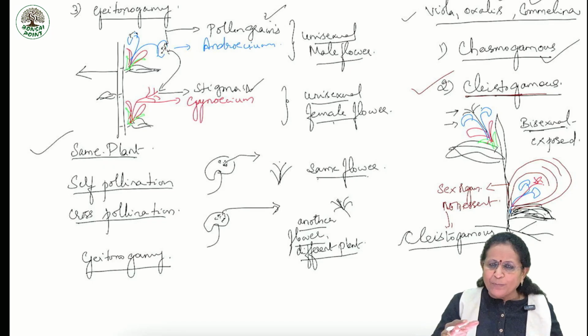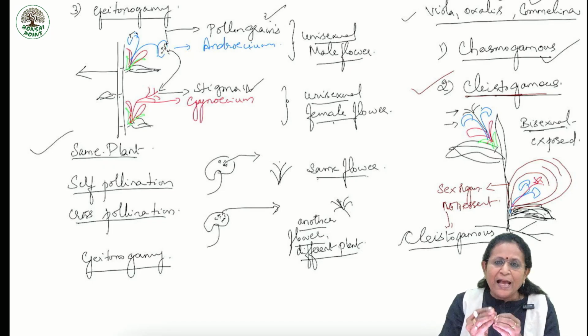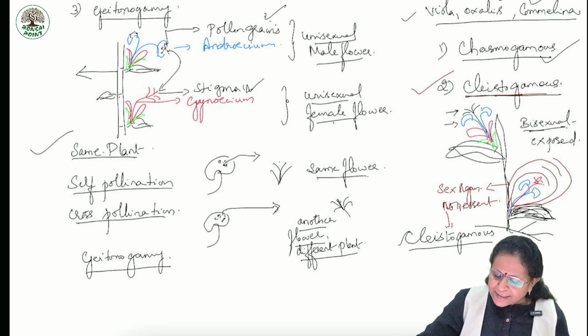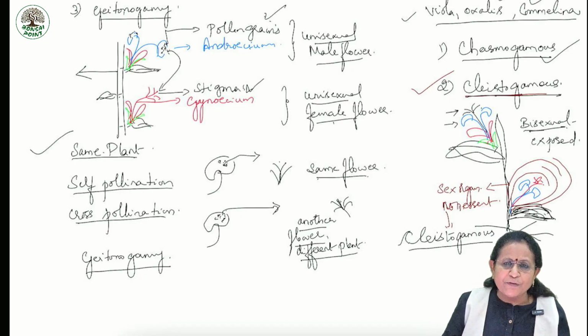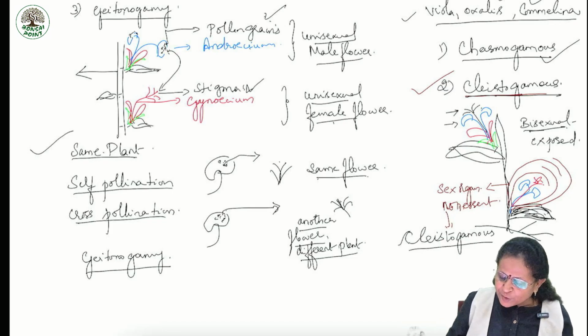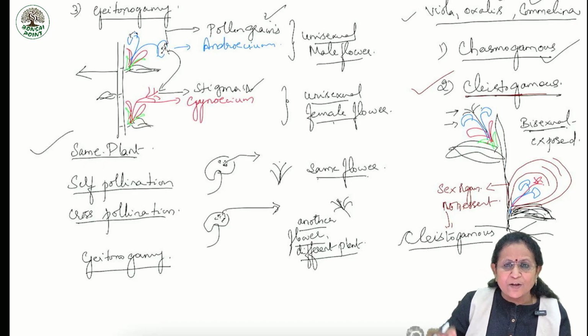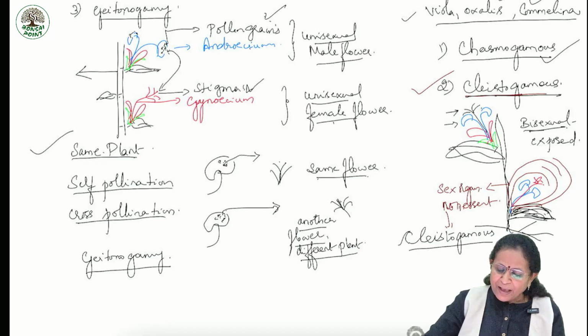Chasmogamous flower is a normal flower wherein we find calyx, corolla and the androecium and gynoecium exposed for cross-pollination, whereas in case of cleistogamous flower, we see that androecium and gynoecium are covered by non-essential whorls of a flower, that is calyx and corolla. Hence, kleistos means covered. Okay, that's what we say, cleistogamous flower. But the speciality is that on the same plant, we are seeing both chasmogamous and cleistogamous flower. The very common example is commelina.